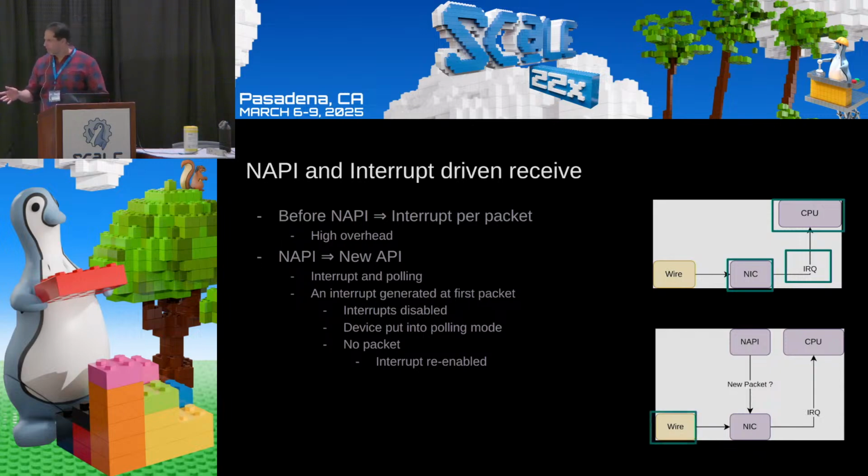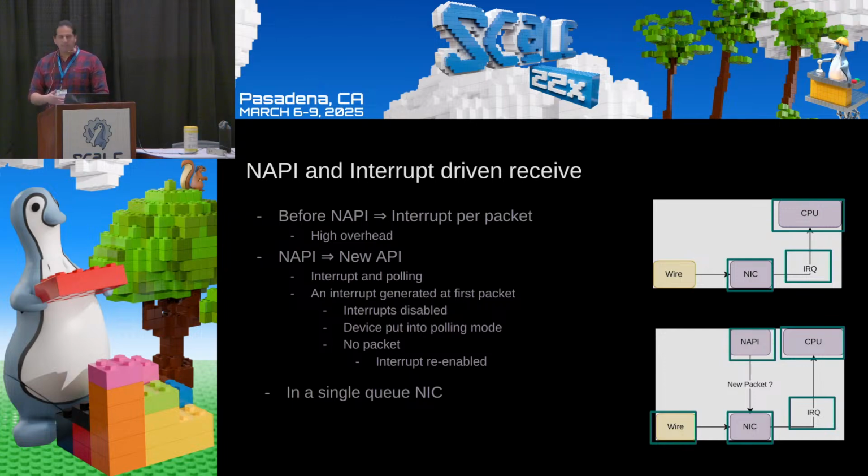So this is again a diagram for this. You receive a packet on the wire, it goes to the NIC, and from there an IRQ is raised. This is the first packet we're talking about. It goes to the CPU and starts being serviced. NAPI then starts polling that particular device, checking whether it has new packets or not.